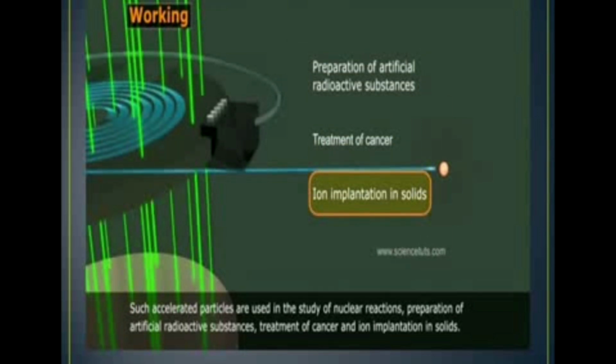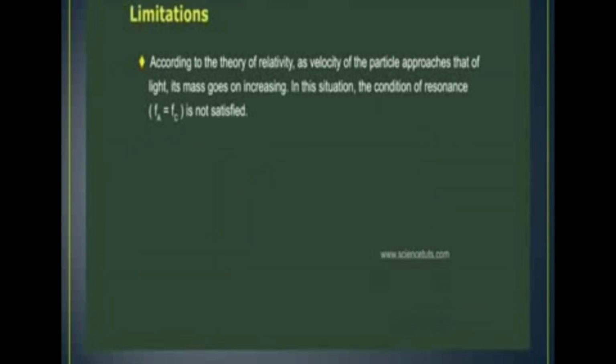So this is the cyclotron. It is used for accelerating charged particles. And the limitations of the cyclotron: according to the theory, as the relativistic velocity of the particle approaches that of light, its mass goes on increasing. In this situation, the condition of resonance is not satisfied.